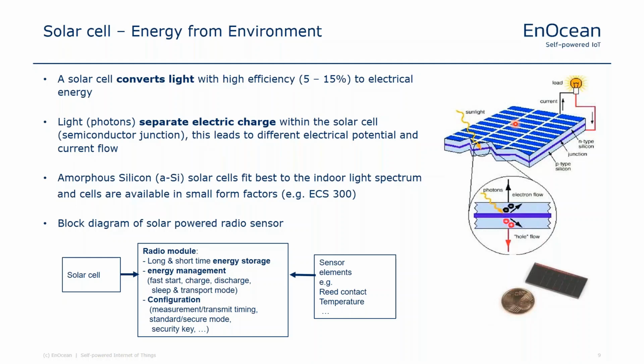The method is that light will shine on this most likely silicon material, like the amorphous silicon we are using. These cells fit best to indoor use, and this will generate an electrical potential on the semiconductor junction, and the electrical potential then will power the radio sensor to send all the data. A block diagram below will show it in more detail.